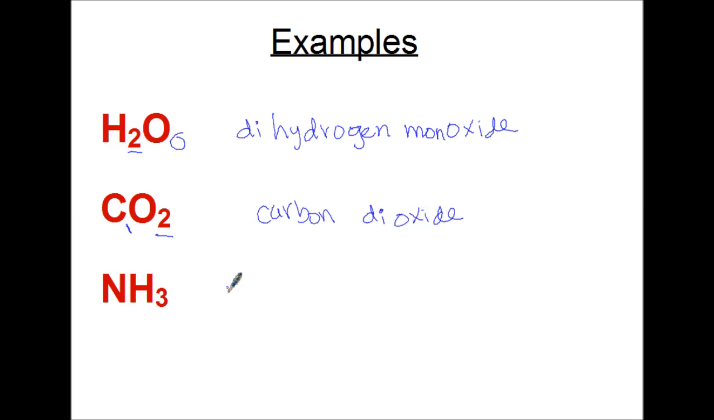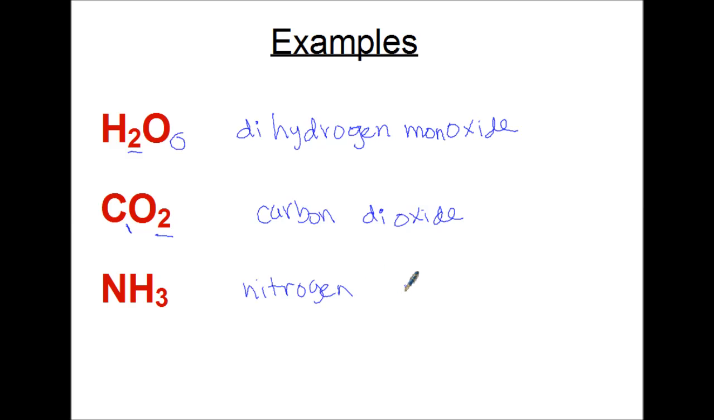Okay, so let's take a look at the last example. Once again, our first element, we don't change the name on, so that's nitrogen. The corresponding prefix is, I'm sorry, mono, since we have an understood 1 here. But remember, we don't write mono, so we're going to leave that out.